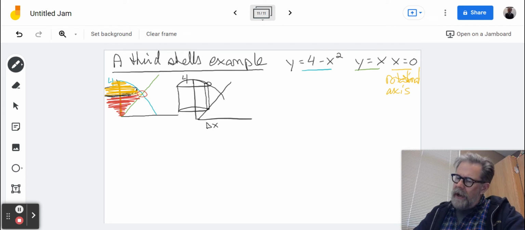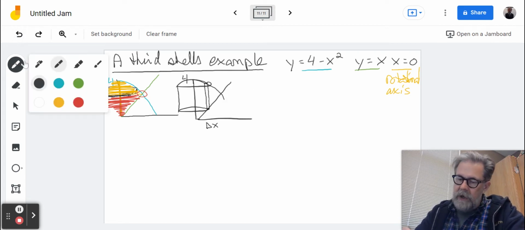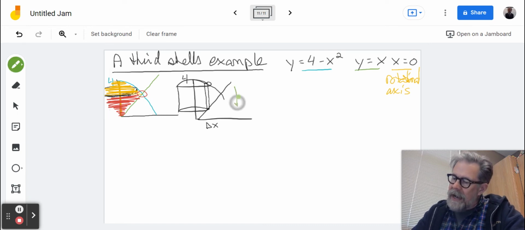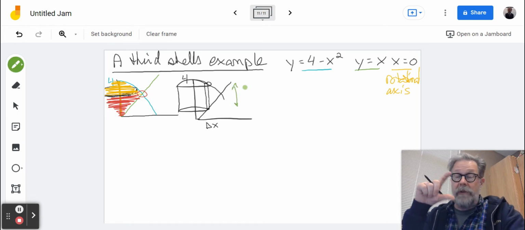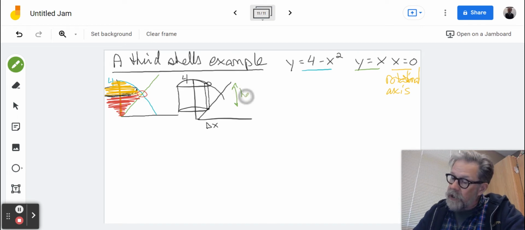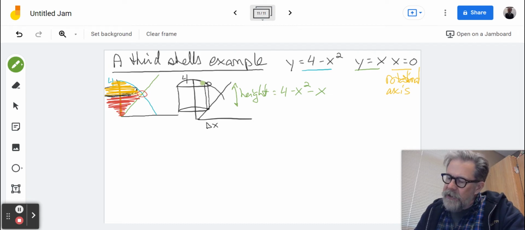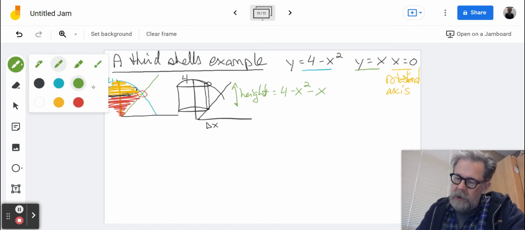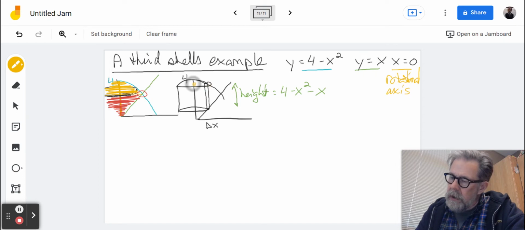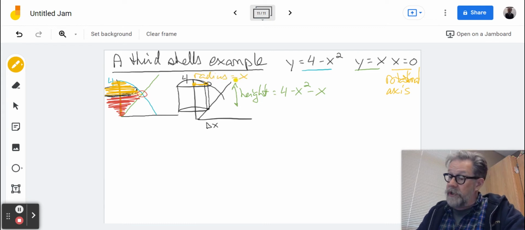So let's think what we've got here. Well, first off, we need height. The height of this function is going to be the difference of the two functions. The height of this shell is equal to 4 minus x squared minus x. The radius of this function is just x, which makes life pretty simple.